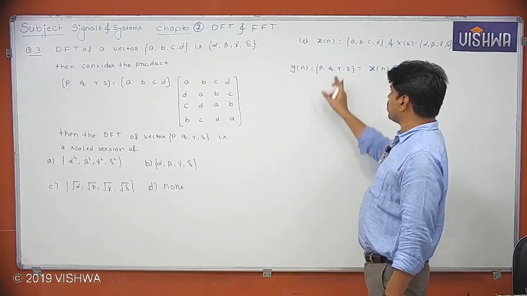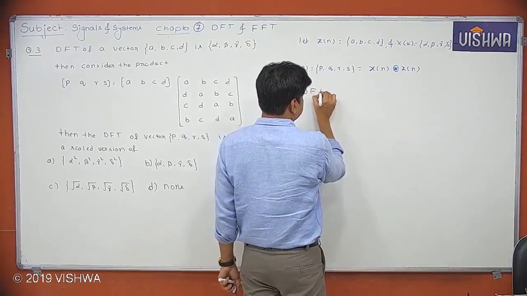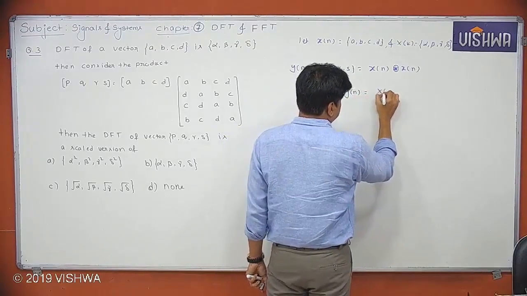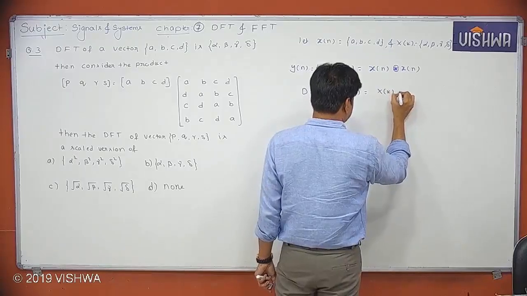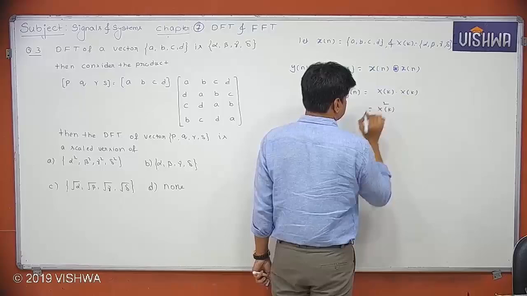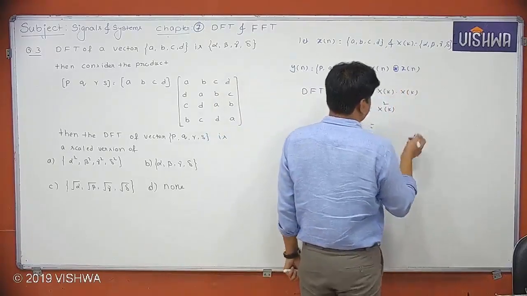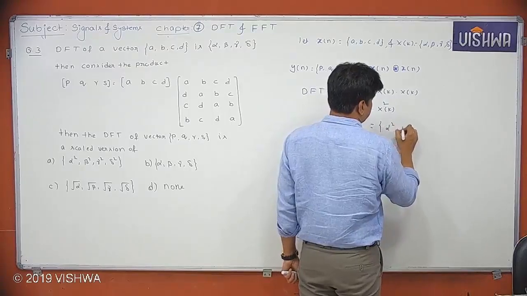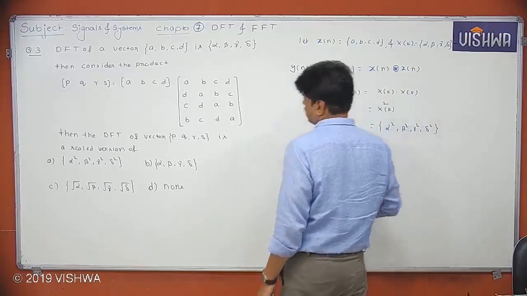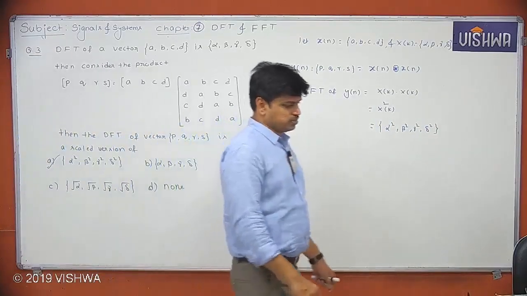So I want to calculate the DFT of y of n. The DFT of y of n is equal to x of k multiplied with x of k, which is x of k square. Already x of k is given as alpha, beta, gamma, delta, so the square is alpha square, beta square, gamma square, delta square. So option A is correct. It is a scaled version, but the scaling factor is 1 only.